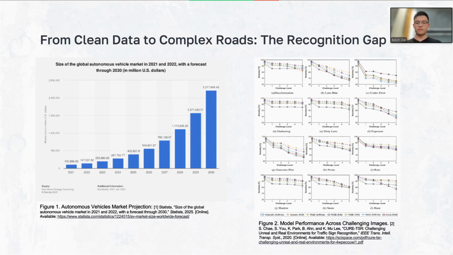In real life, signs are often partially obscured, damaged, or poorly lit, exactly the conditions where these systems struggle. This gap between clean benchmark data and real-world complexity is exactly what our project addresses: developing a more robust traffic sign recognition pipeline that can perform well under challenging real-world driving conditions.